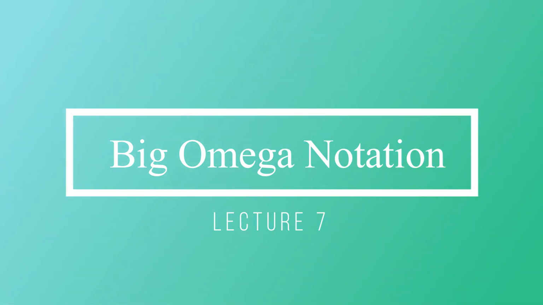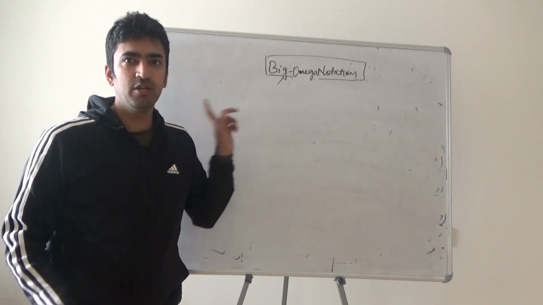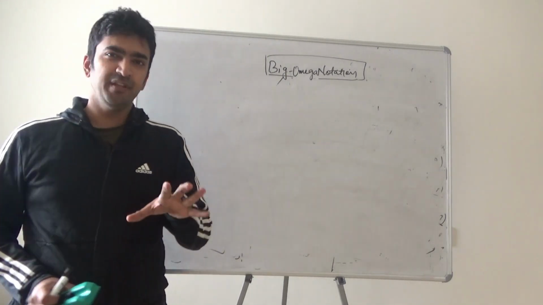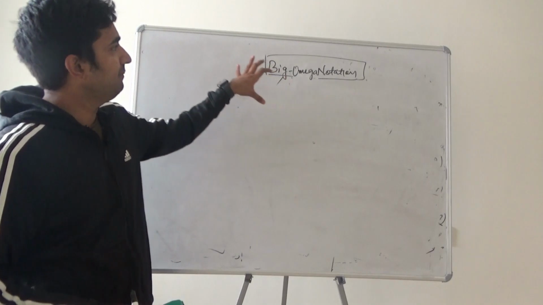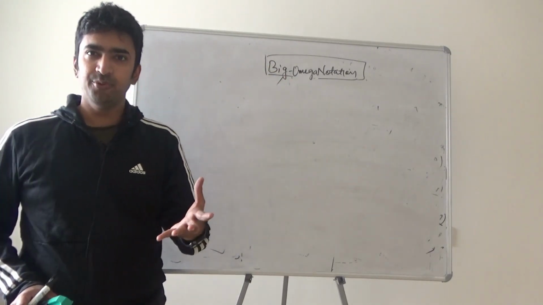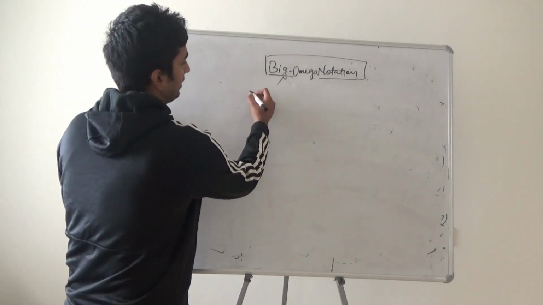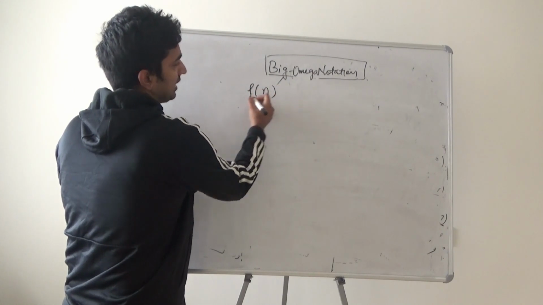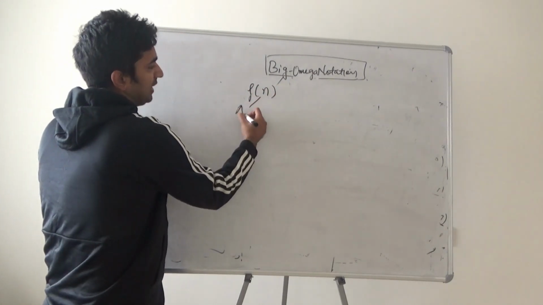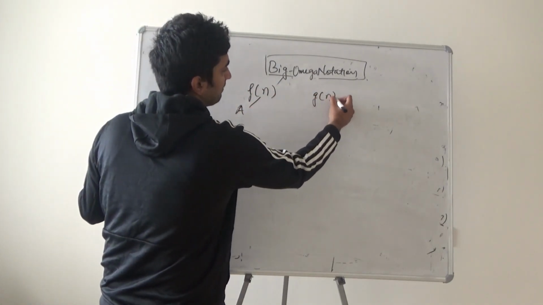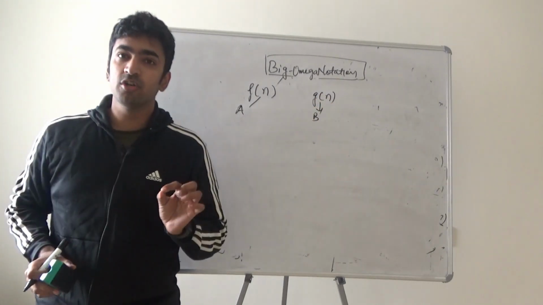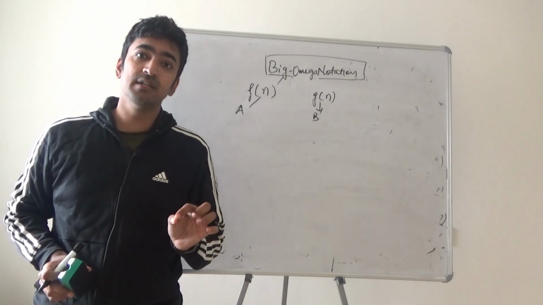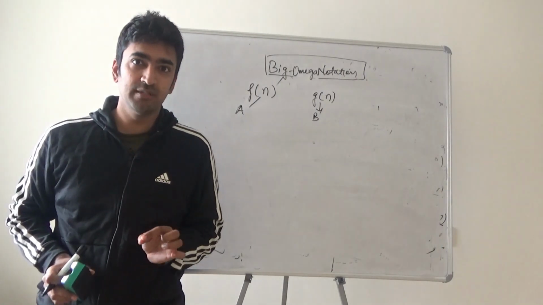In today's video we will be discussing the concept of big omega notation. In my previous video I discussed big O notation. In big omega notation, Fn is the complexity of A algorithm, Gn is the complexity of B algorithm. Again, asymptotic notations represent the complexities of algorithms.